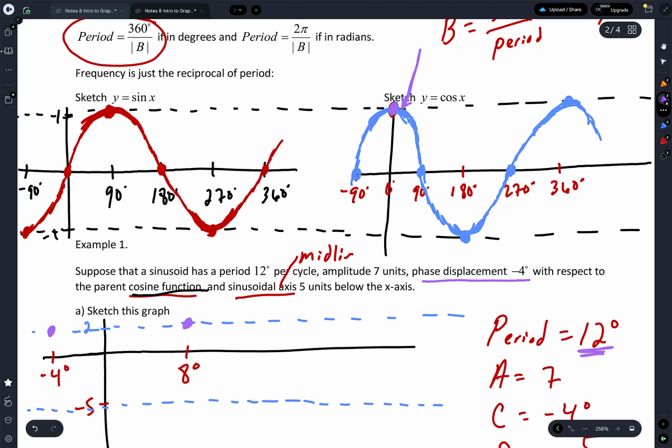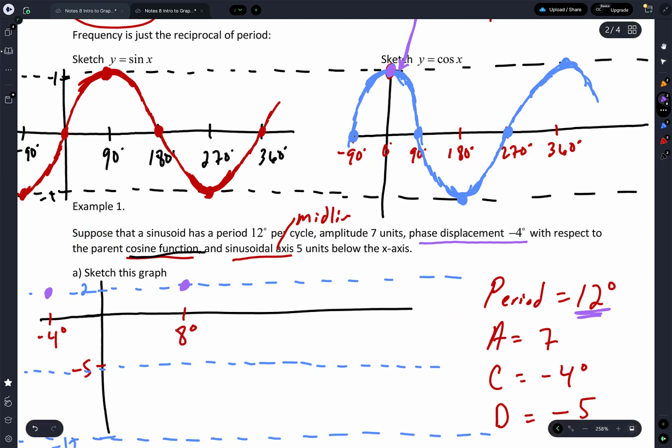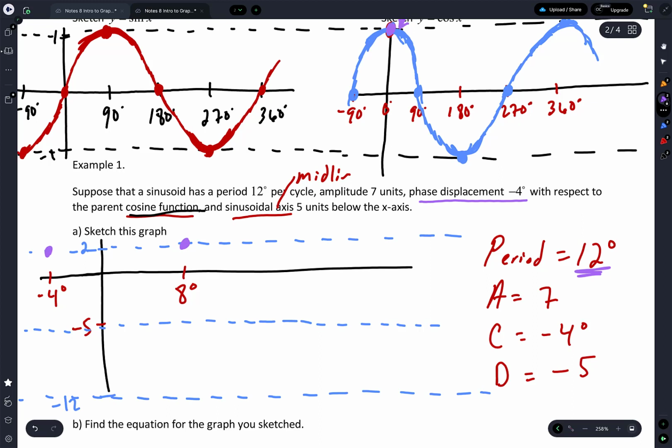Move another 12 from 8. What's 12 plus 8? You're going to be at 20. Make sure to put a little degree symbol because we're working with degrees. You're going to be at 20 degrees. I think I can fit one more max. Another 12 from that, I believe that's 32 degrees.